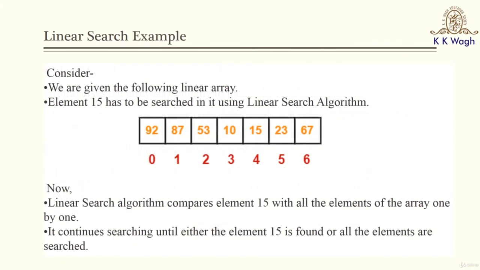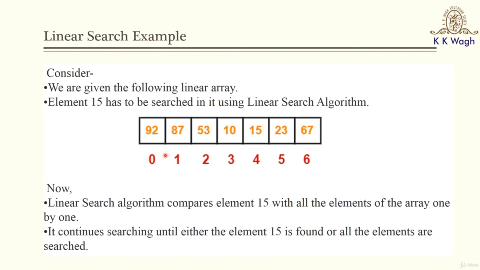Let's consider one example. Here, a linear array is given, which consists of 7 elements. This array is unsorted, and here the element 15 is to be searched in this example. So how does this linear search algorithm work? It will first compare 15, which is the element to be searched, with the very first element, that is 92 in our case, and check whether 15 is equal to 92. Obviously it is not.